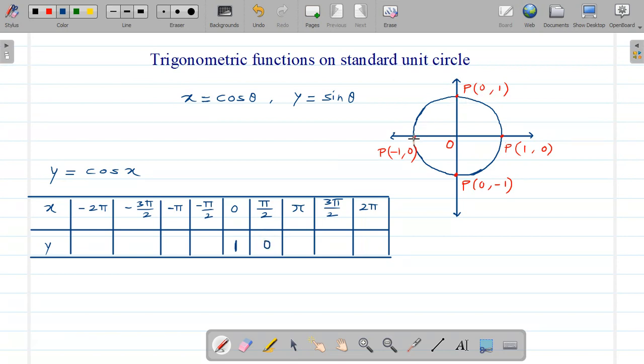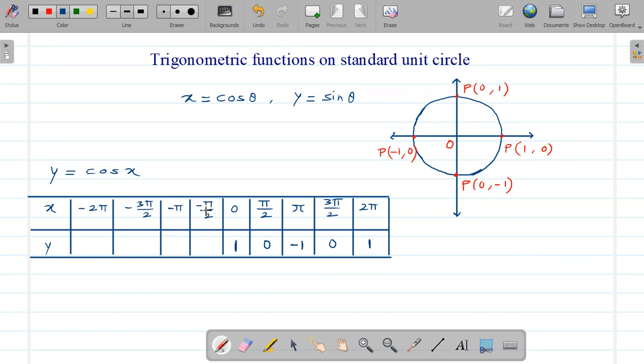Then cos 180 degree. See here, cos 180 degree is minus 1. See the x coordinate, and we have to measure the angle from the positive x axis. Then cos 3 pi by 2. Here it will be 0. Then cos 2 pi. By completing the rotation, here you will get 1. Cos 2 pi is 1.